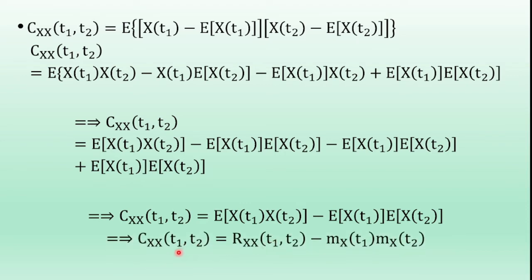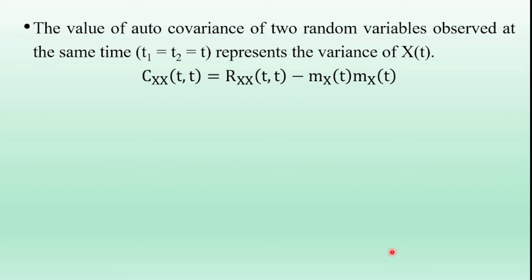So therefore Cxx of t1 comma t2 is equal to, this is the definition of the autocorrelation function of the random process, that is Rxx of t1 comma t2 minus, so expectation of x of t1 is also denoted as m suffix x of t1 and expectation of x of t2 is also denoted as m suffix x of t2. The value of the autocovariance of the two random variables observed at the same time instance. At the same time instance means that time t1 is equal to t2, that is t.